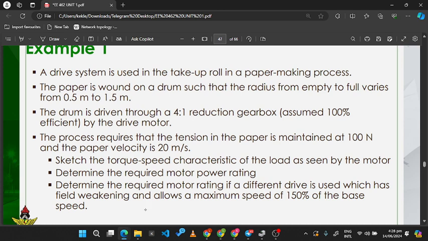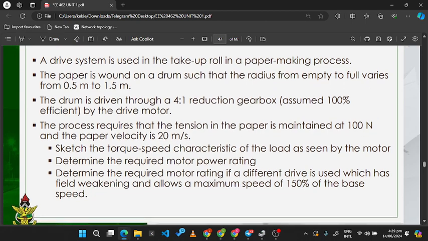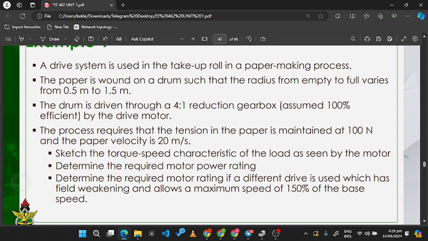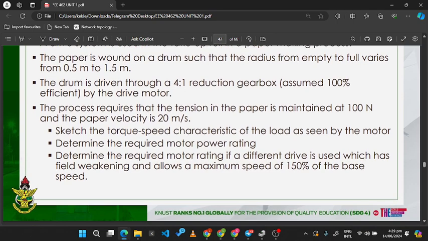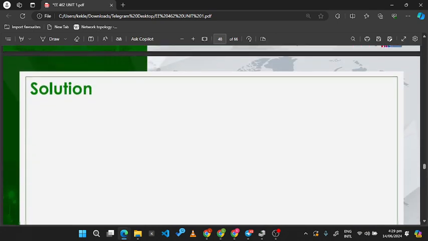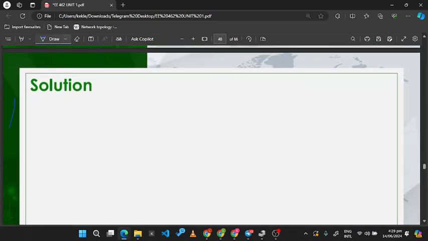Determine the required motor power rating, and determine it if a different drive is used which has field weakening and allows a maximum speed of 150% of the base speed. Okay, so let's get into it.